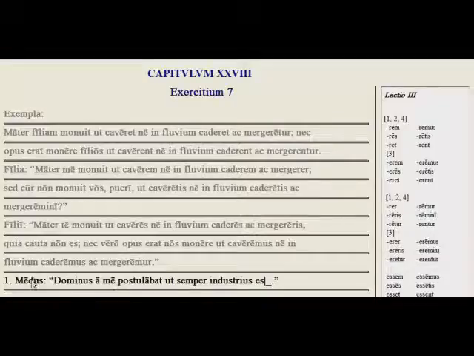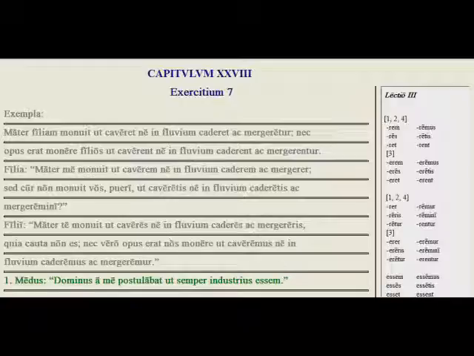Let's do the example here. We have Medus, who says, my master was demanding from me that I always be hardworking. And so here we want the imperfect subjunctive form, because postulabat is imperfect. And so in the ut clause, we want essem, which you see right over here on the chart: I was, you were, he, she, it was, we were, you were, they were. Go ahead and try the rest of those.